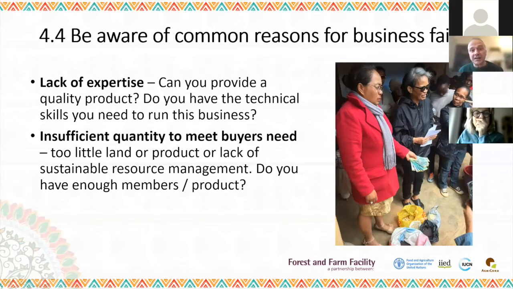And secondly, we heard Alima talking about their group, that's a women's group producing shea butter. And often businesses fail because they have insufficient quantity to meet what the buyer wants. And so the buyer doesn't buy from you, they go and buy from somebody else who can provide them with the quantity they need at the time they need it. So maybe your problem is that you have too few members or too little land or product, or you're not managing your product sustainably, so the resource base is degrading. So think about that as a key challenge. That's often a reason why businesses fail. They don't have enough quantity to meet buyers' needs.